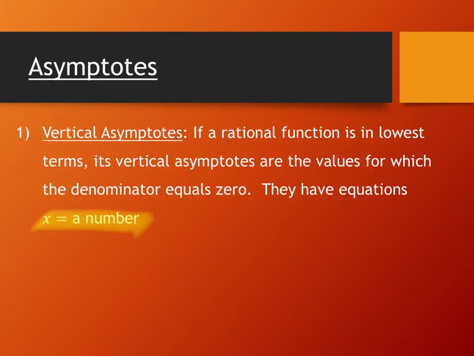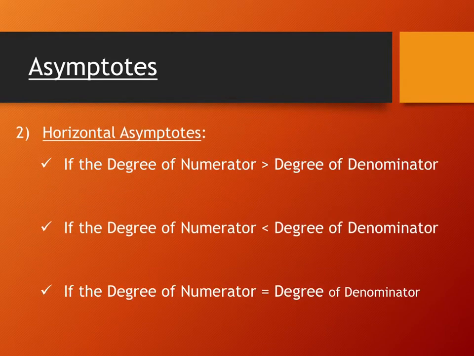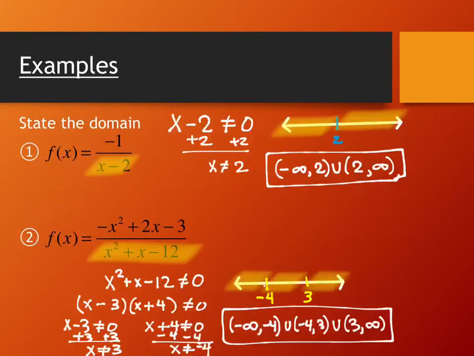Horizontal asymptotes are an identification type of a question. Horizontal asymptotes are based upon the degree on top and the degree on bottom. So there's 3 possibilities. The first possibility is that the degree on top is larger. We haven't seen one of those yet. The second possibility is that the degree on the denominator is larger. That happened in the first problem.